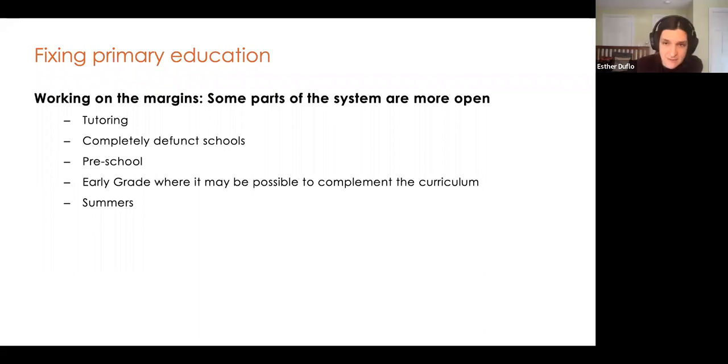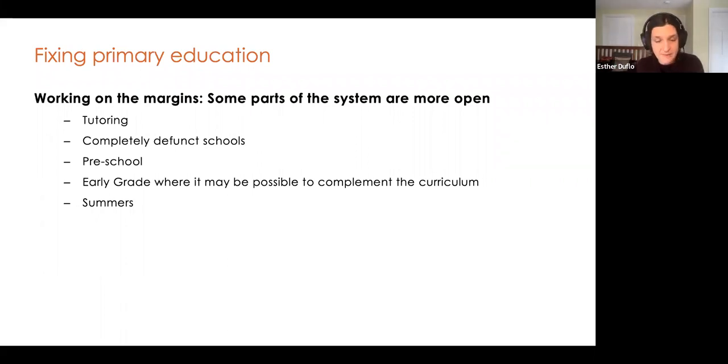Even the early grades, grade 1 and 2, might still be fine, because the curriculum there is still focused on the very basic things: reading, writing, basic numeracy. And therefore, all the activities that can be proposed to help kids to learn to read and write are actually very well received by teachers, because they see this as helping them to achieve what they want to achieve anyway, which is to teach the curriculum.